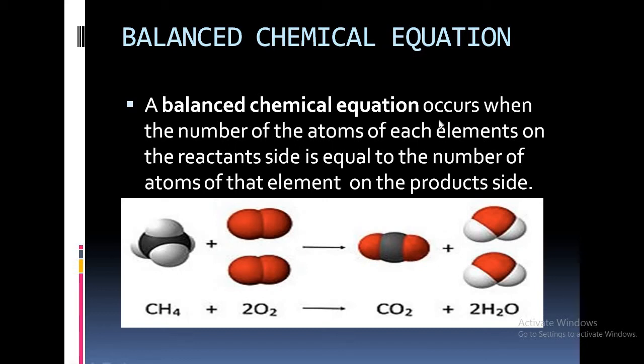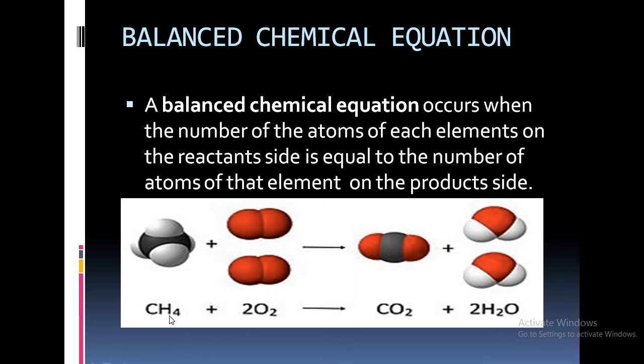A balanced chemical equation is an equation when the number of atoms of each element on the reactant side is equal to the number of atoms of that element on the product side. So let's see over here. On the reactant side there is 1 carbon atom, as well as on the product side it is also having 1 carbon atom. So the element carbon having 1 atom on the reactant side and 1 atom on the product side, that is why carbon is balanced.